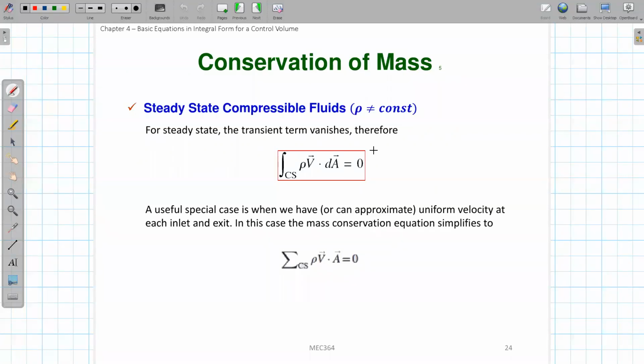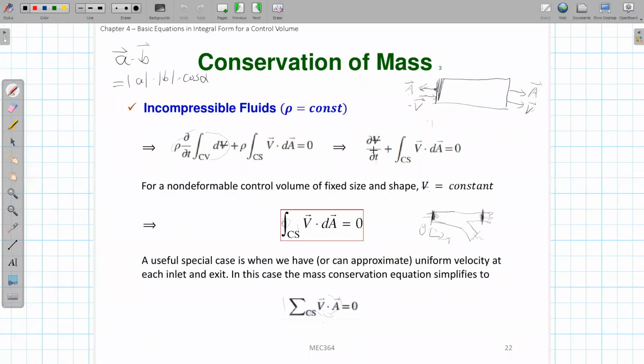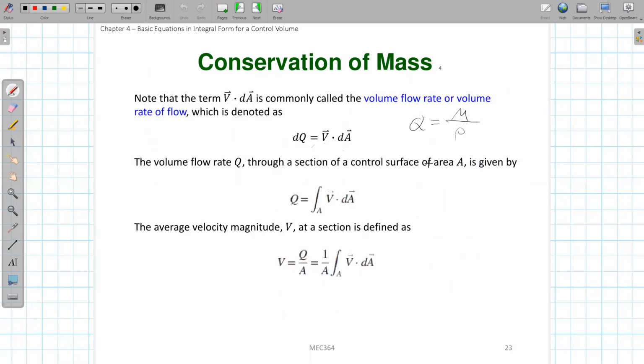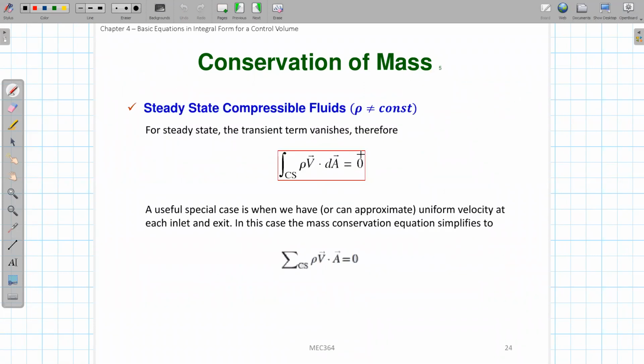Comparing these two, remember that for the first one, you need to use two assumptions. The first is that rho is constant. The second is that the volume is constant. For the second one, the assumption we made is that it is steady state. So these are the two special cases for the mass conservation equation. Do you guys have any questions so far?